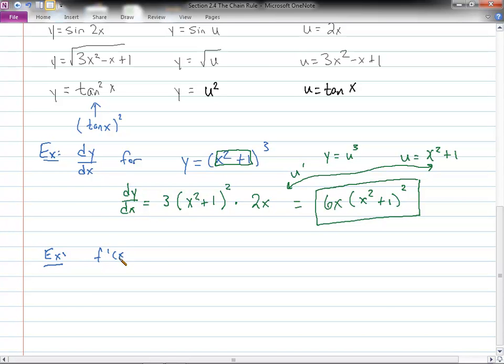F prime of x for f of x is equal to 3x minus 2x squared cubed. All right, try that one on your own. Should be fairly similar. I'll give you just a second.